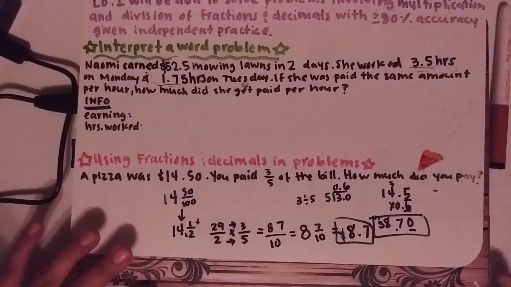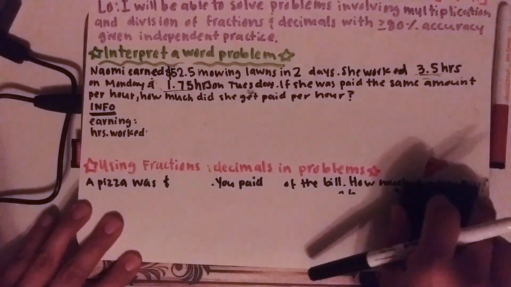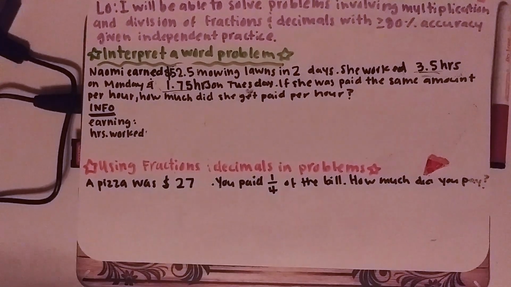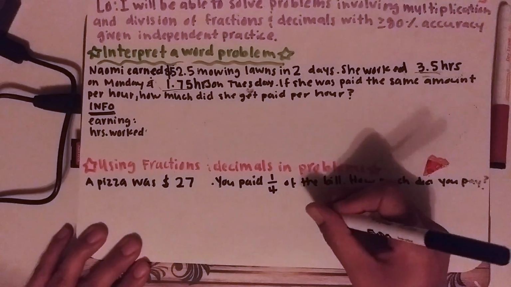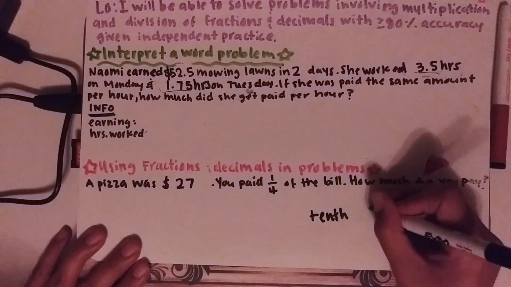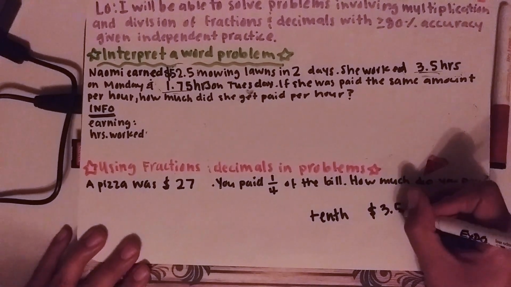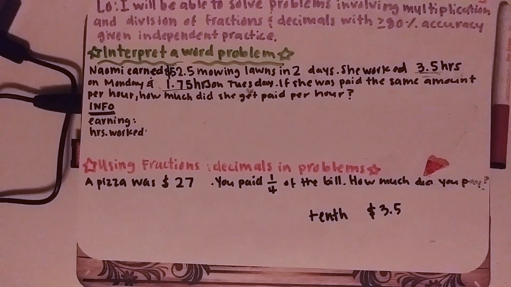Okay? Let me go ahead and give you one to do. A pizza was $27 and you pay 1/4 of the bill. How much do you pay? Go ahead and do that. And if you get into decimals, round to the nearest tenth. Okay, so if it's $3.50 or whatever the case may be. Okay?